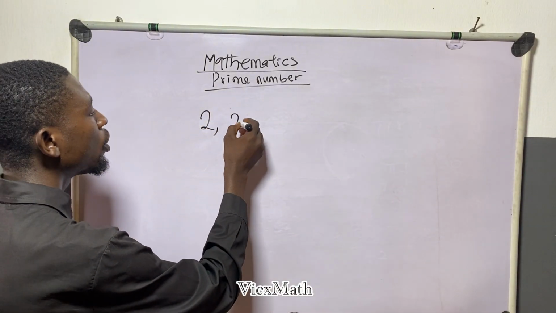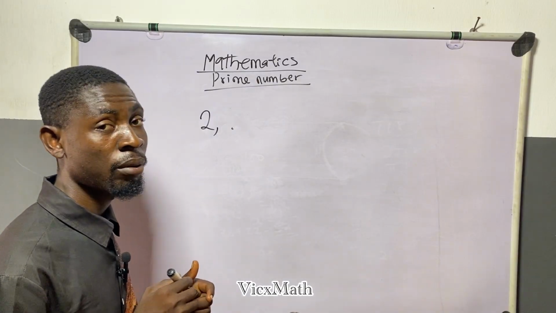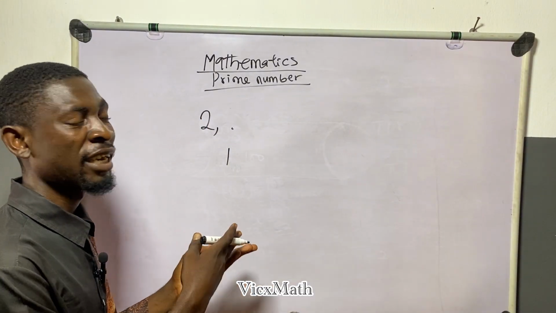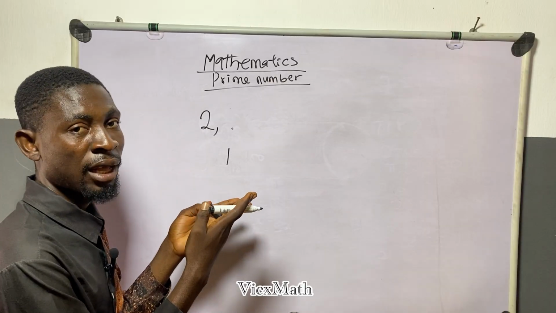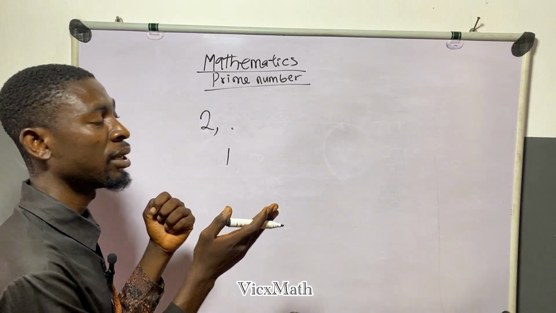1, 2. Now somebody will ask, why is 1 not a prime number? 1 is not a prime number, because it only has one factor, which is 1. No other number can divide it. And that 1 is dividing itself. And that 1 is equally the universal divisor. So there's no other number you can say that can divide 1 without remainder.